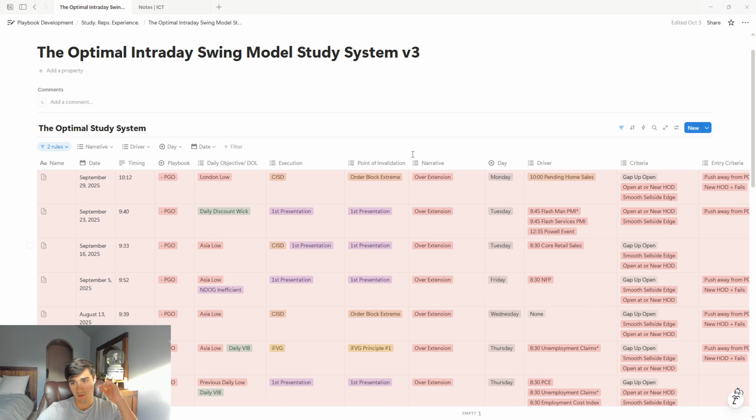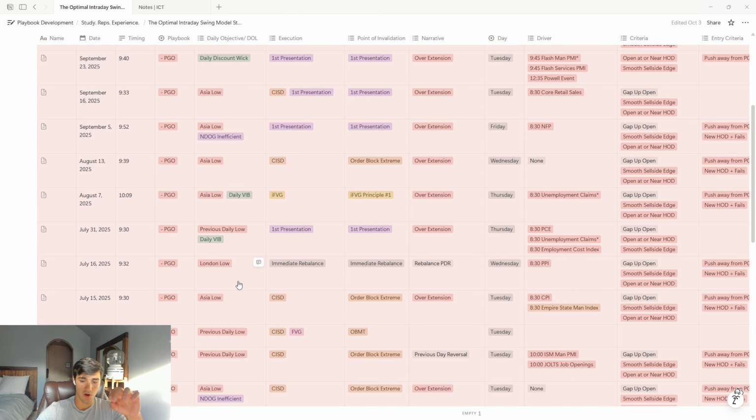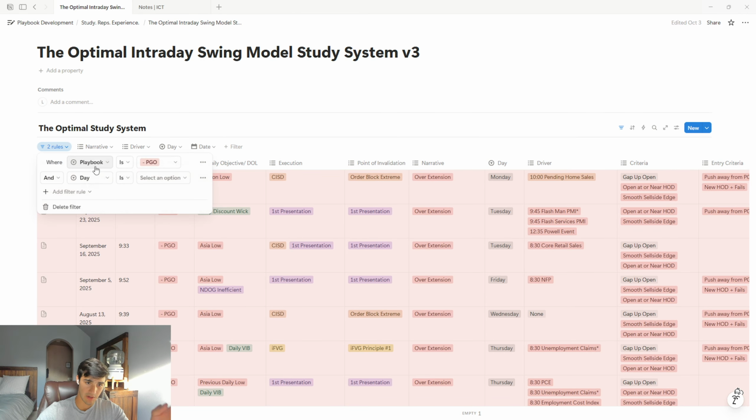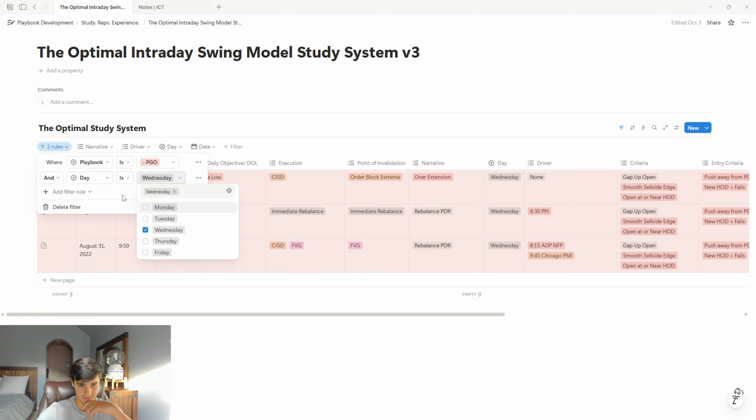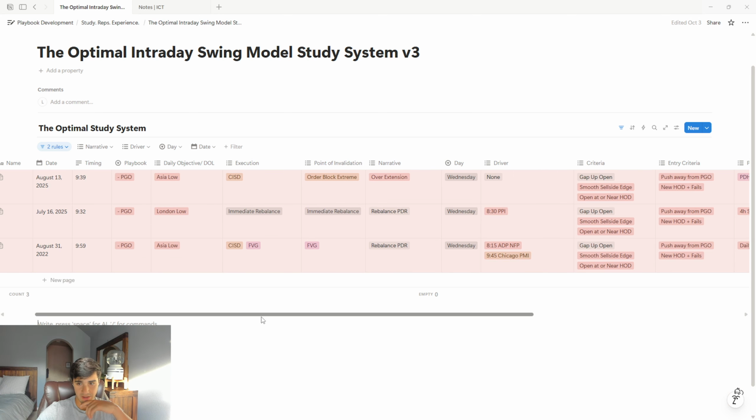Execution already covered. Point of invalidation already covered. Narrative covered. Day covered. So these are just all the properties that I am covering, right? This is a full breakdown of my database, all the things that I cover. I'm going to filter this back down so we can focus on what matters.